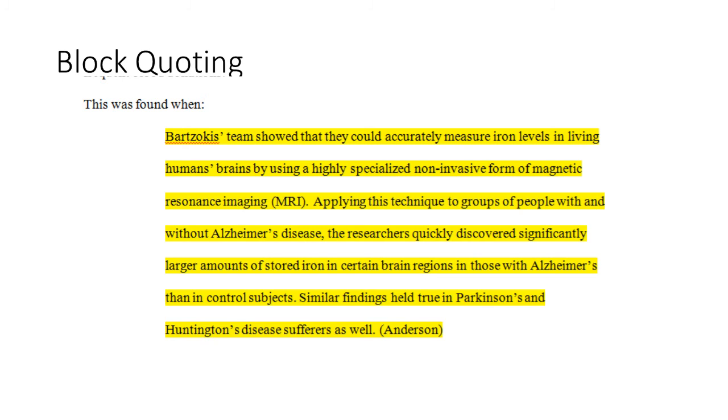amount of sentences. Now, in a paper that we're going to be writing, the majority of papers that we write, we don't want to have too many block quotes in it because we want to have a little bit of discussion about the actual source material.